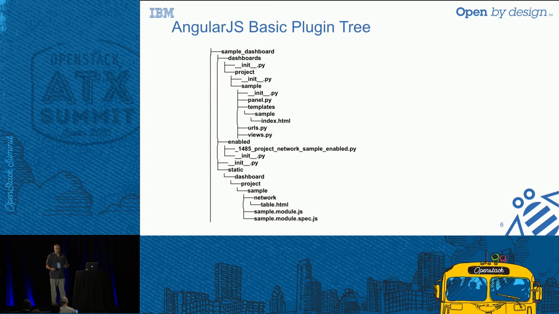Horizon still uses Django on the server side. The plugin mechanism is still Django Python based. So the way that Horizon is going to find out about your plugin is still through Django and some of the older mechanisms, if you've written Horizon plugins before. As we go down, in particular, we'll talk about this file. This is the one that ties your plugin to Horizon and really tells it where to find the other parts.